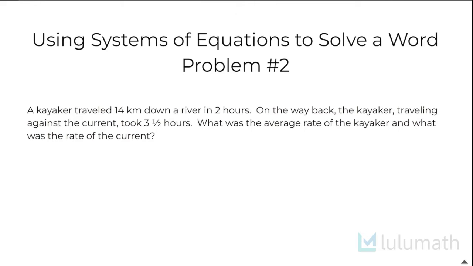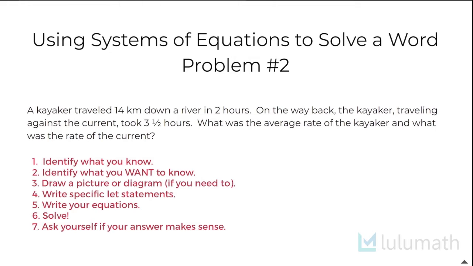So in our example right here, we have a kayaker that traveled 14 kilometers down a river in 2 hours. On the way back, the kayaker traveling against the current took 3.5 hours. What was the average rate of the kayaker and what was the rate of the current?